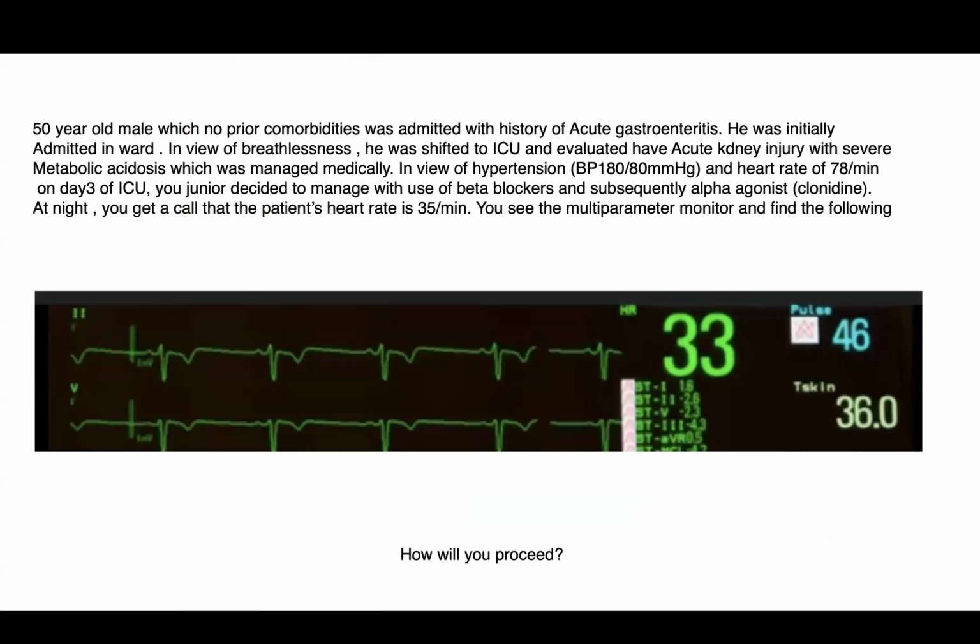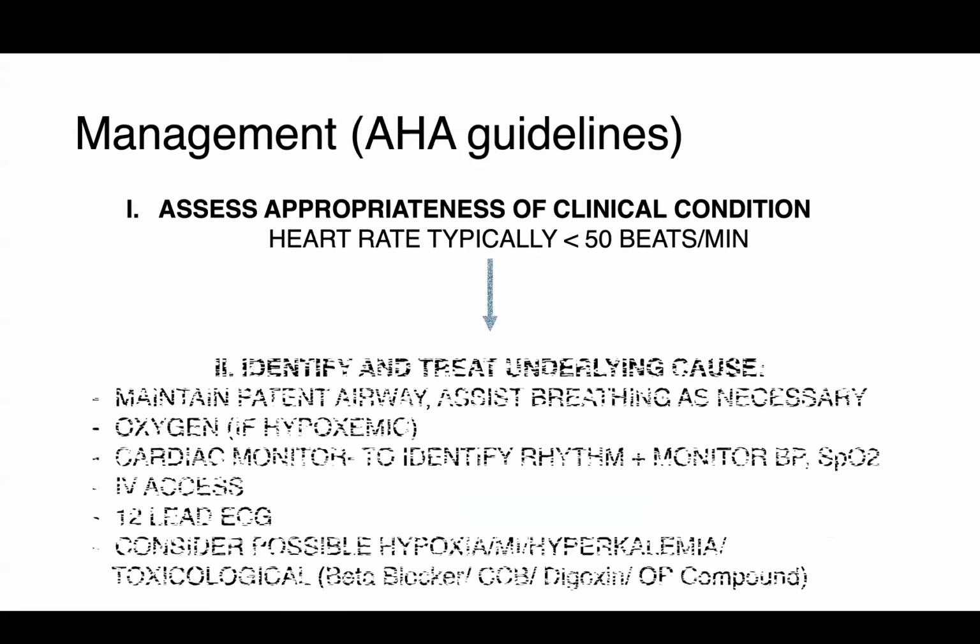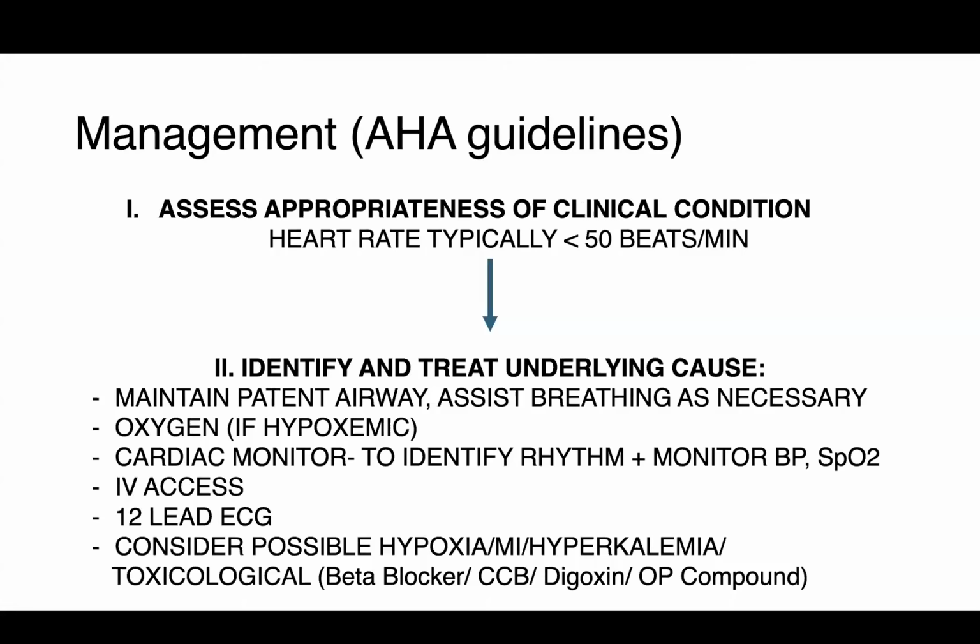For bradycardia, this is another case scenario with bradyarrhythmia. Again, if the heart rate is less than 50, you identify and treat the underlying cause. The same assessment goes: airway, breathing, circulation, cardiac monitor, IV access, and 12-lead ECG. The important thing is you need to look for possible hypoxia, MI, hyperkalemia, and toxicology causes like beta blocker, CCB, digoxin, or OP compounds.